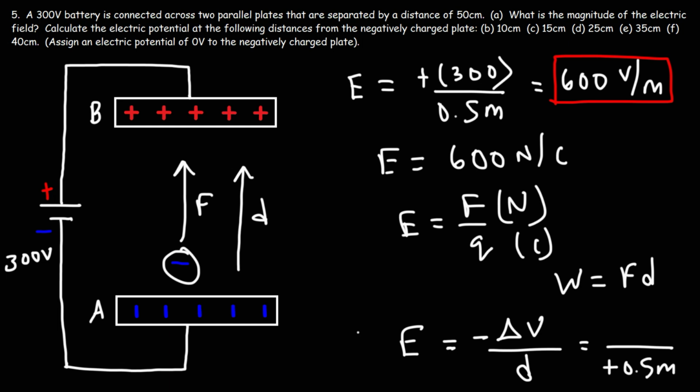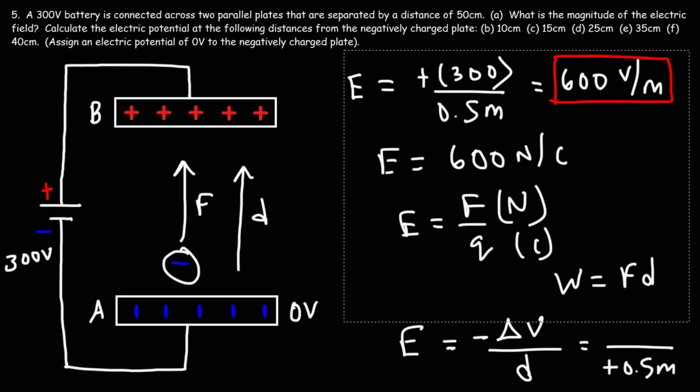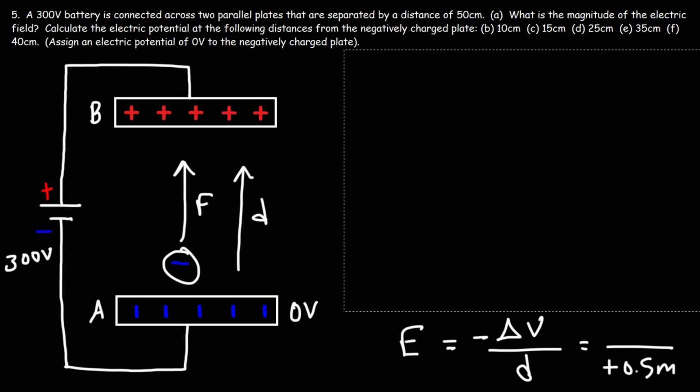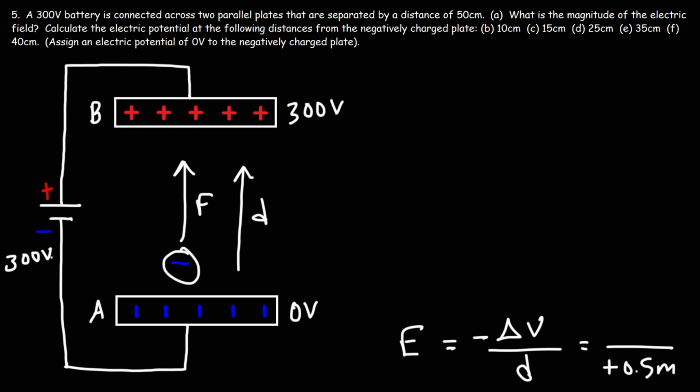Now let's say that the electric potential of the plate at the bottom is assigned a value of 0 volts. Therefore, the electric potential of the plate on top, that is the positively charged plate, is going to be 300 volts because it's connected across a 300 volt battery. Therefore, the potential difference, or the voltage across those two plates, must be 300. Now, since I'm running out of space, I'm going to use this equation here.